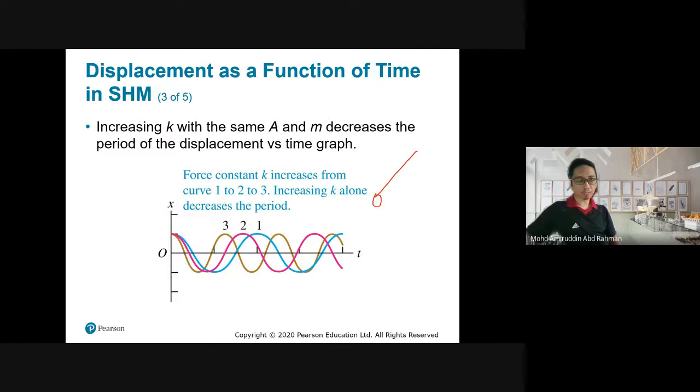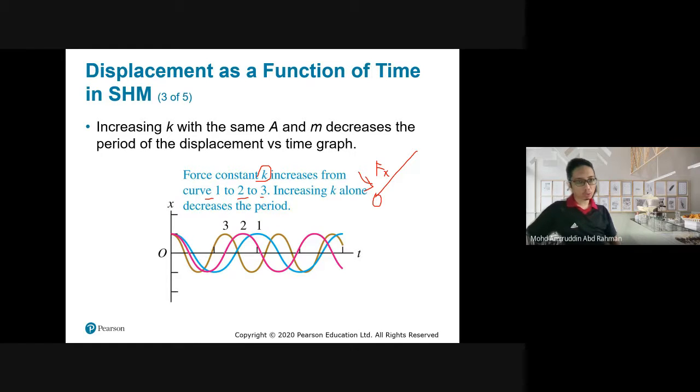When we apply a bigger force, so when we increase that force, that means we increase the K, with the same A and M. So M decreases the period. We can see over here the force constant K increases from curve 1, 2 to 3.